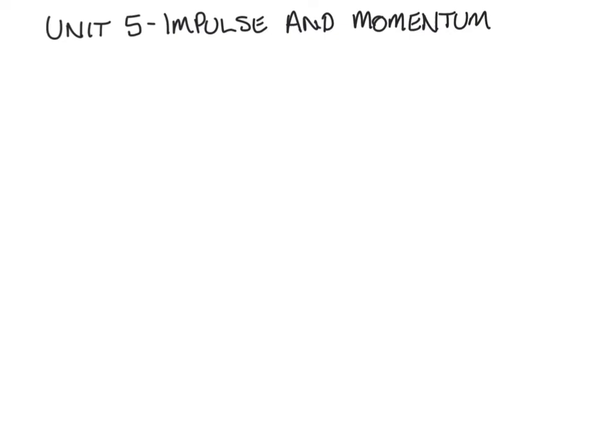Unit 5, Impulse and Momentum. A lot of this unit is in fact dedicated to, as you would expect, momentum, which is given the equation: momentum is equal to the mass of a moving object multiplied by its velocity. Momentum is routinely given the lowercase p symbol. And the majority of this unit covers collisions.